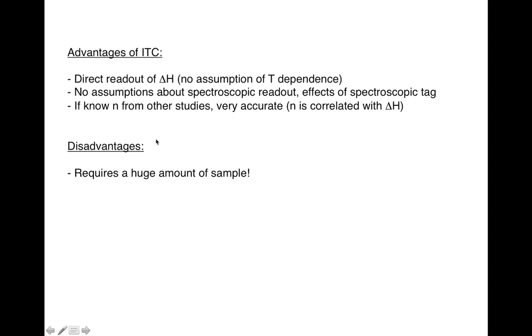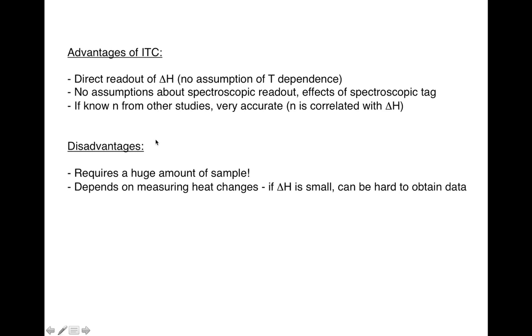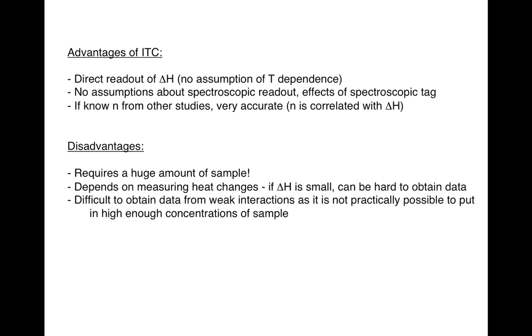The big disadvantage is that it requires a huge amount of material, so you can't always do this, and it requires well-behaved material. And it does depend on measuring heat changes, so if you have a more or less isoenthalpic reaction, that's really an entropy-driven one, it can be very hard to get accurate data. And it turns out it's very hard to get data from weak interactions, just the signal's not very big. And at very high concentrations, it can be hard to measure. But despite these, this is a very important method for getting accurate thermodynamic parameters in biochemistry.